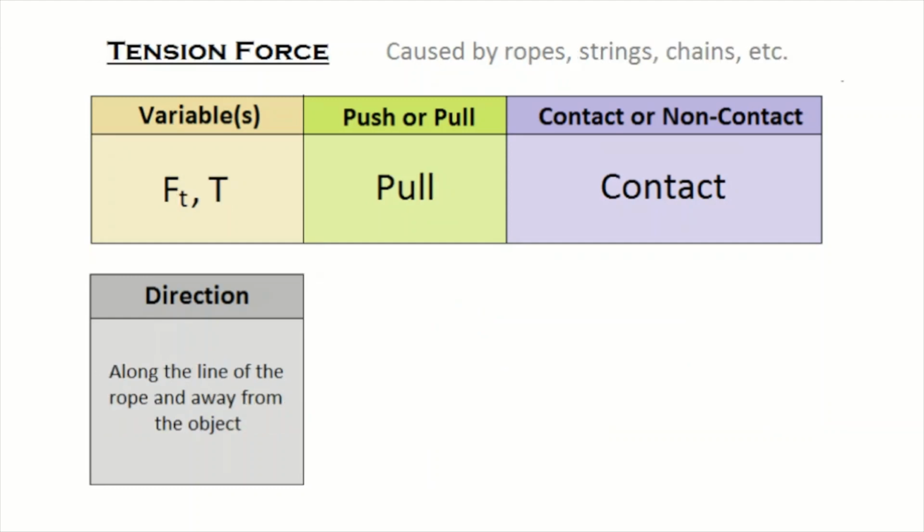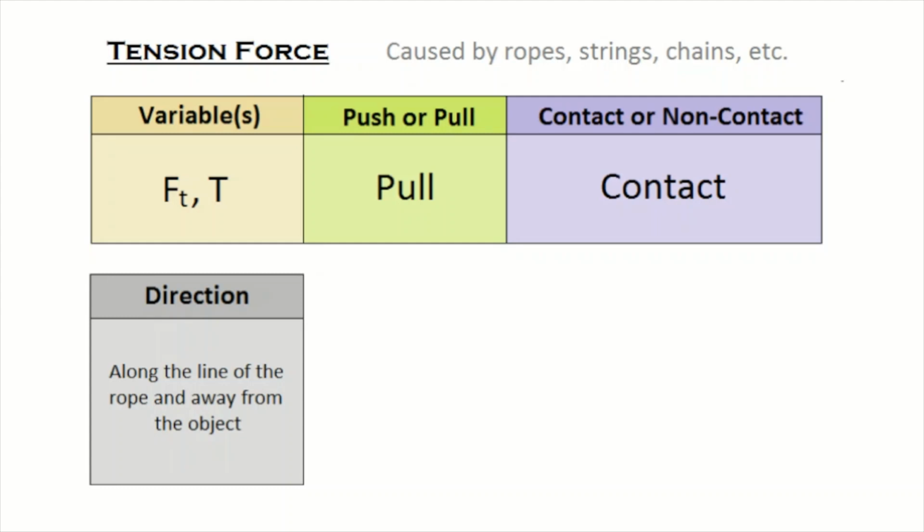Our third force is tension force. This is caused by things that can have tension, and if there's too much tension, they could snap, things like ropes and strings and chains. Variable options, you've got Ft, force tension, or capital T. This is a pulling force. You can only pull someone towards you with a rope. You can't push them away, and you must touch a rope for it to affect you.